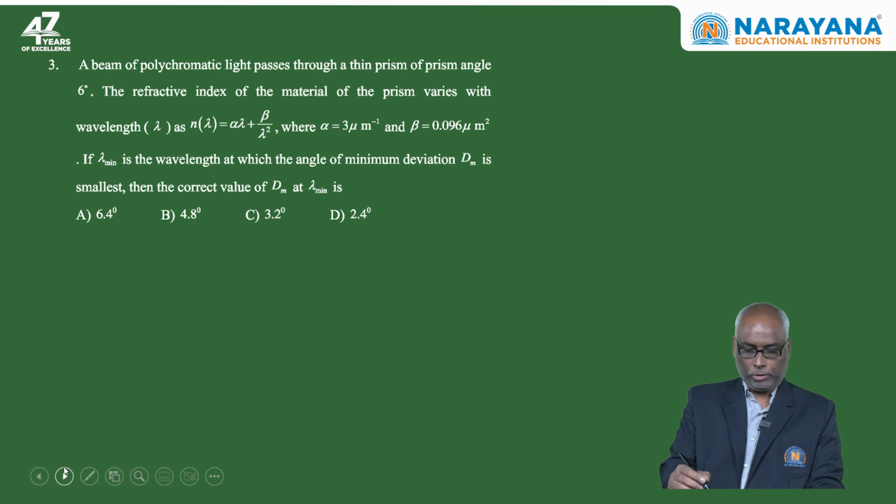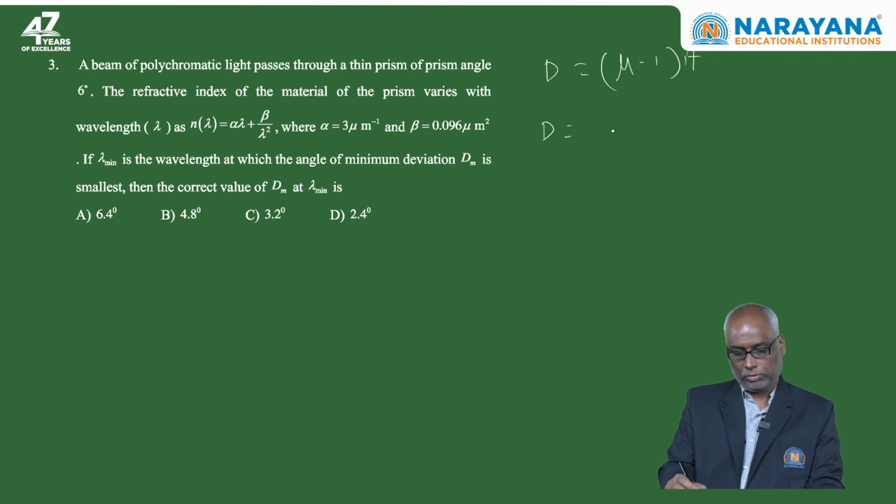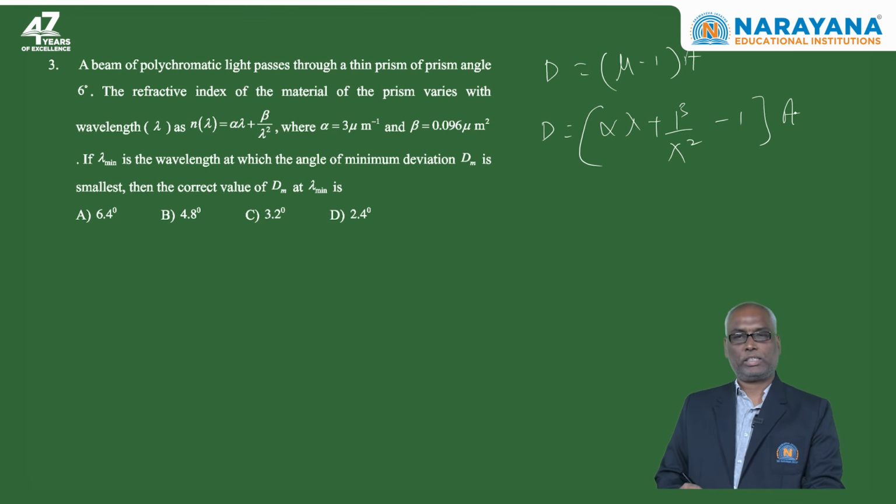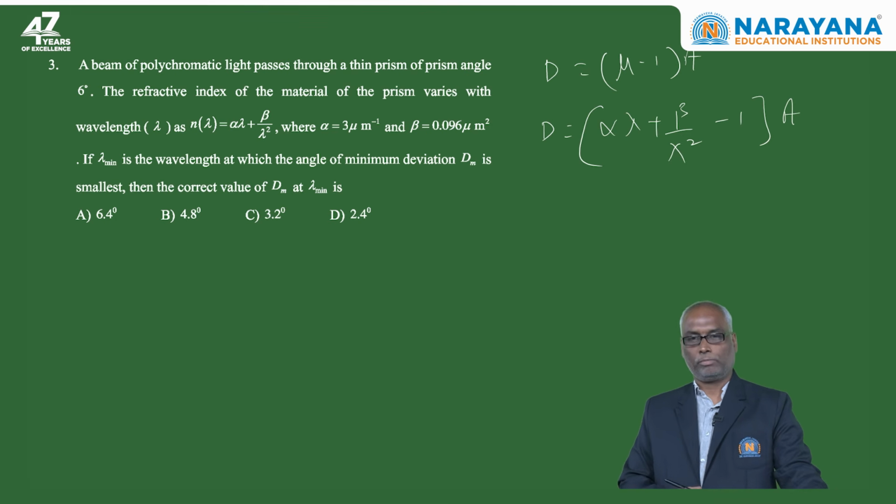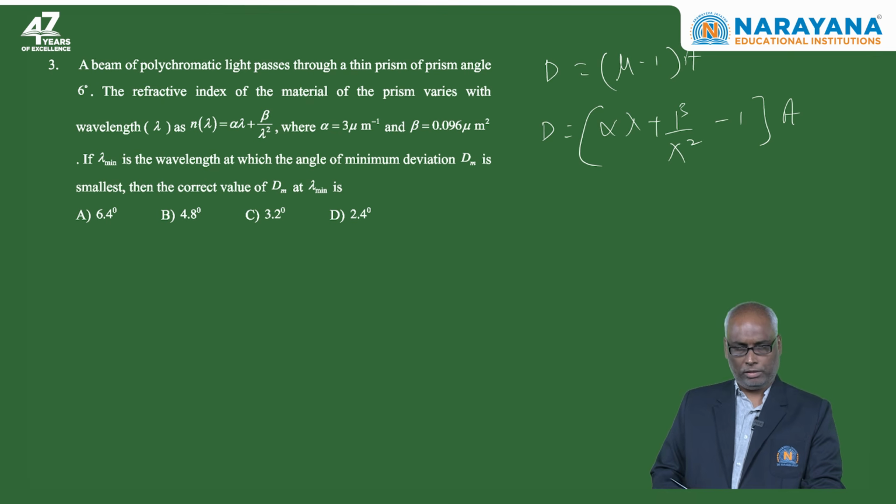So, the deviation produced at any instant will be given by delta d equals (mu minus 1) into A. According to the question, the value of mu, or n, both are the same, which is nothing but alpha lambda plus beta by lambda square, minus 1, into A. So, we can see that here d is a function of lambda. First of all we will calculate for what value of lambda this value of d will be minimum.